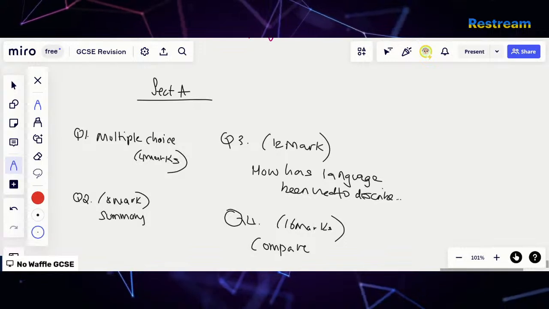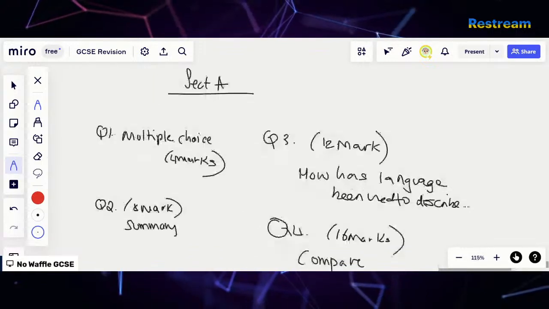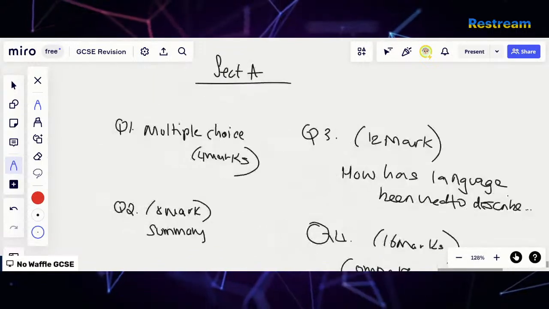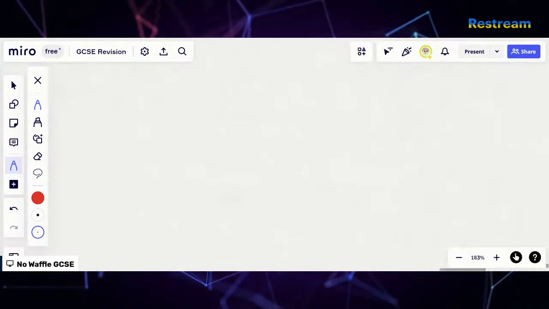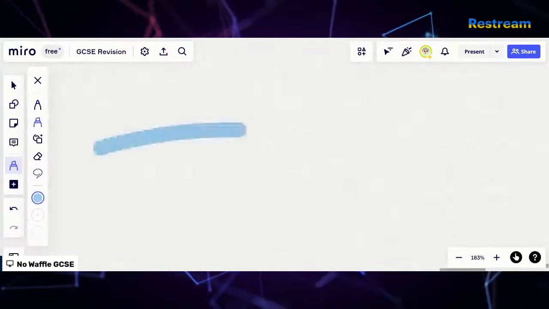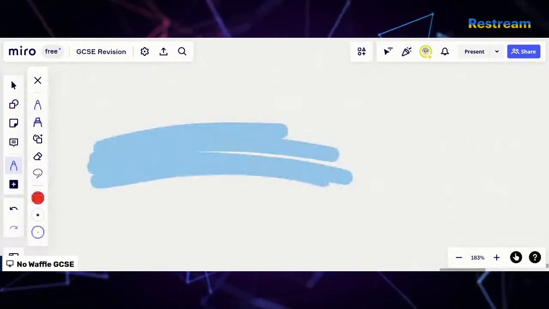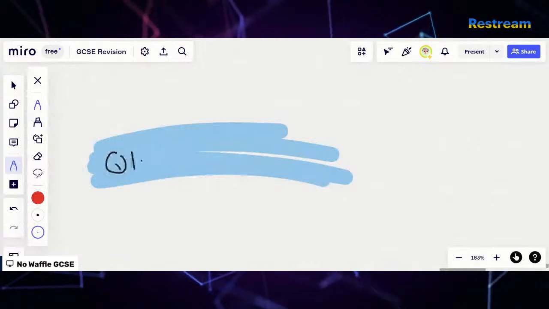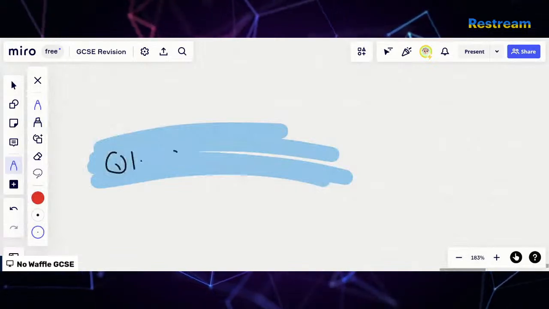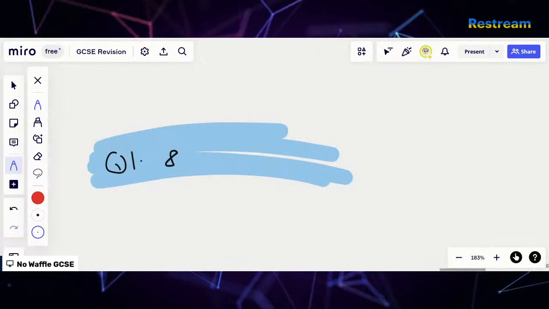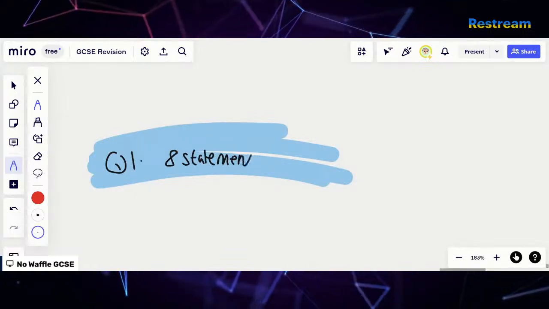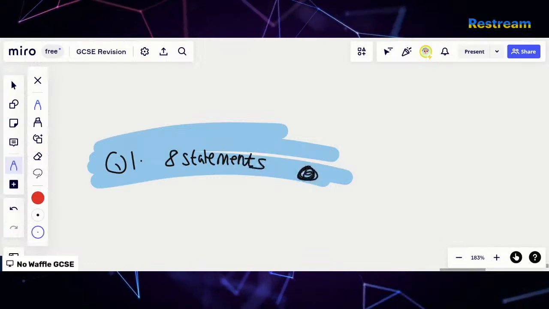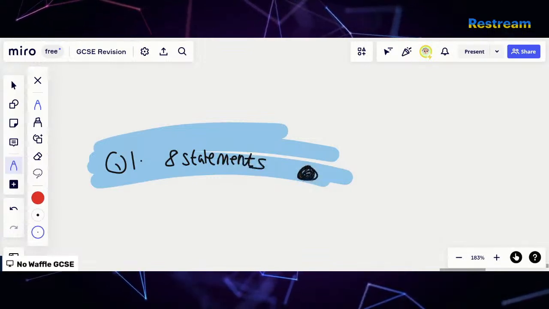But let's begin by zooming in to each of the questions. So the multiple choice question, let's look at that first, question 1. And let's look at the example question set that I've put up. So again, as I said, question 1, it's a multiple choice. You're going to be given 8 statements and 4 of them are going to be true. You have to just mark in the circle just like this, whichever one you believe is true.